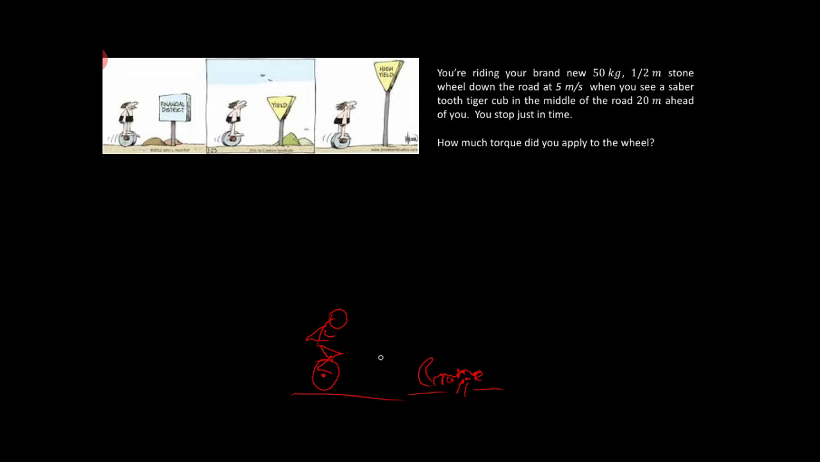All right, so let's see what's going on. There's a tiger. It's in your road. You need to stop because you're moving here at 5 meters per second, cruising along on your sports model wheel, and you see this tiger cub in the road. It's 20 meters from you. You don't want to run over the saber-toothed cat because that would be mean, so you have to stop. So you stop, and you stop just in time. So the question is how much work do you do in that case?